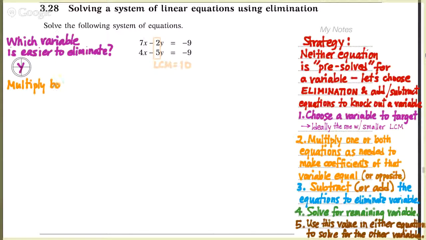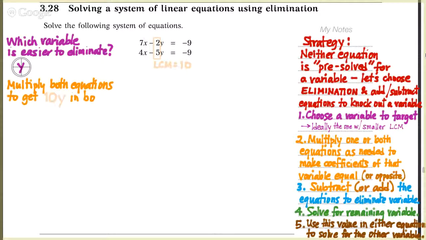And so what are we going to do to get rid of that y? Well, we need to take these two equations and multiply each one of them by something in order to make the coefficient of y in each of those equations equal to 10. Right? 10, the least common multiple. In other words, I want to make it so that my first equation has a 10y on the left side, and my second equation also has a 10y on the left side.